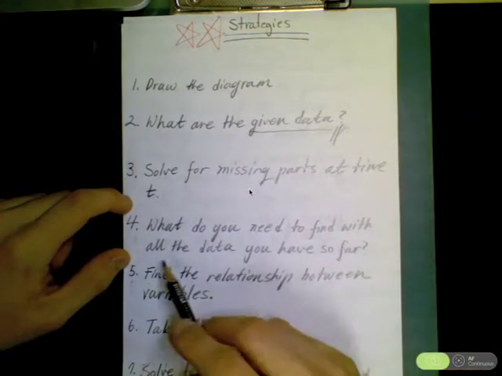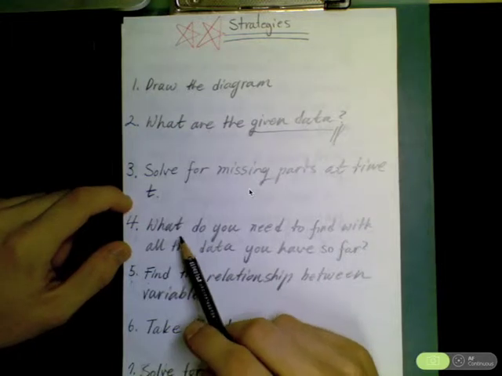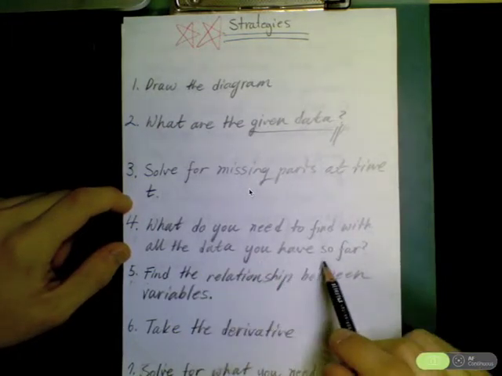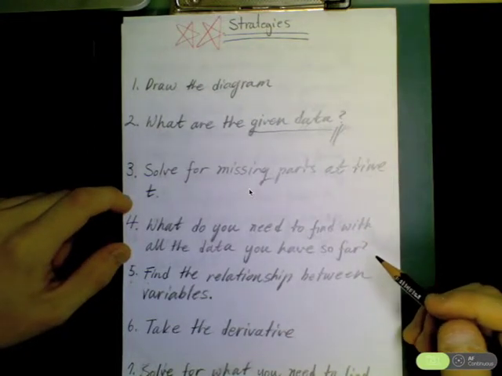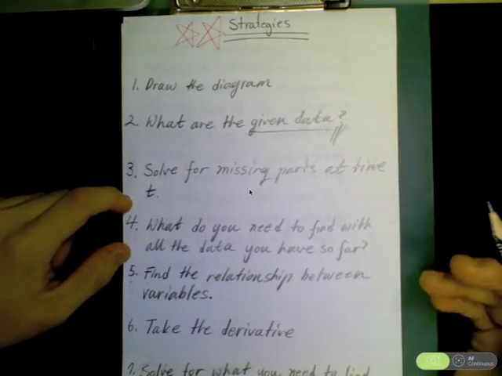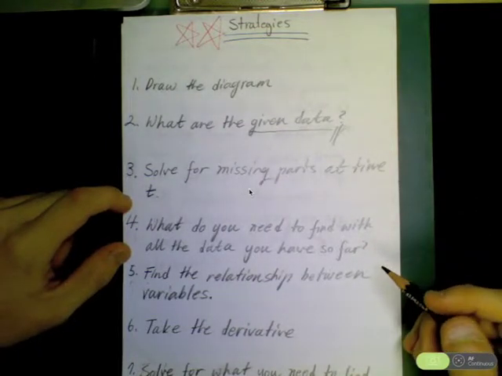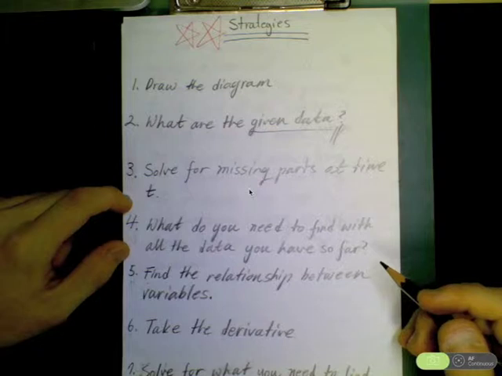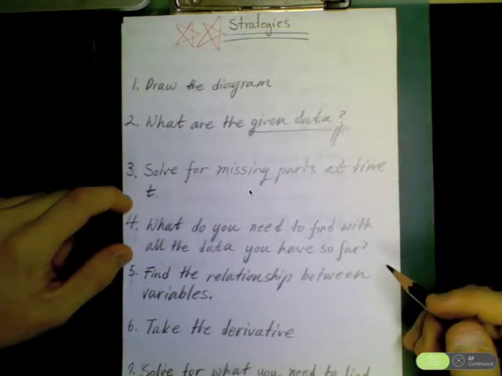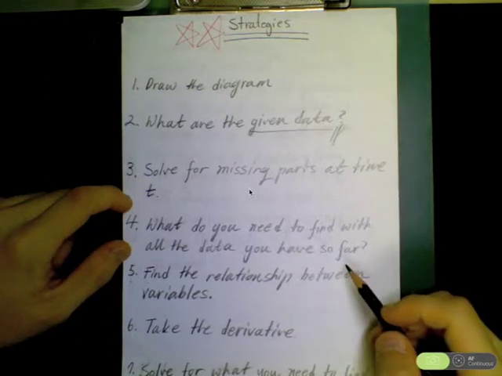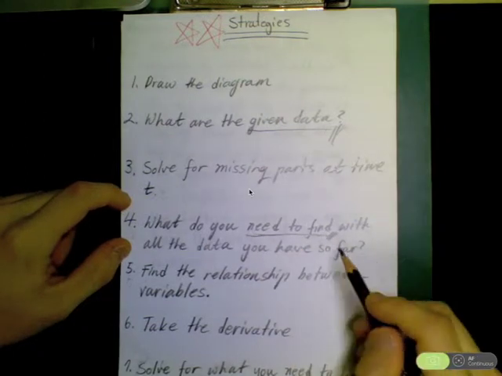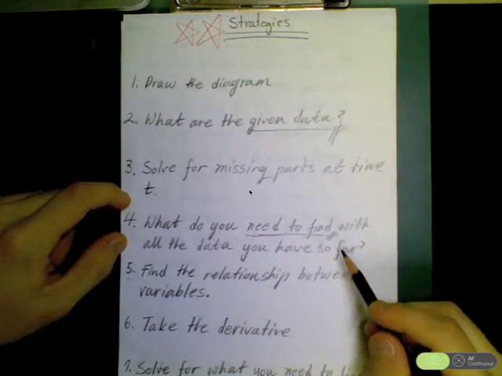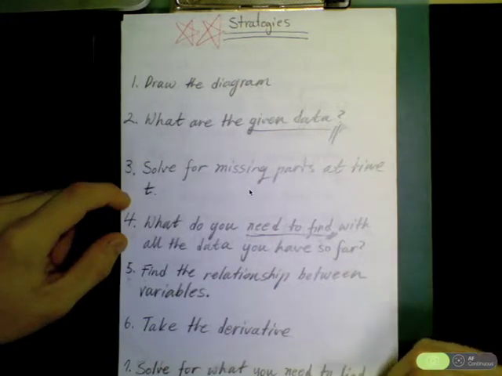Let's go to the fourth step. It says, what do you need to find with all the data you have so far? At the end, the problem is always going to ask, for instance, at what rate is the water draining out of the cylinder, or at what rate is the bottom of the ladder sliding out. You have to take note of what you need to find, and always keep that in mind so that you can find the answer at the very end of these steps.